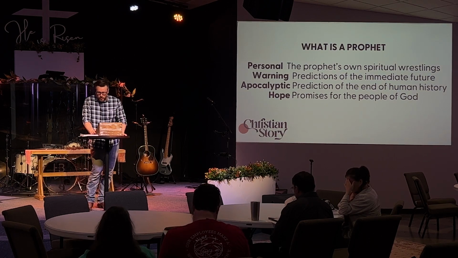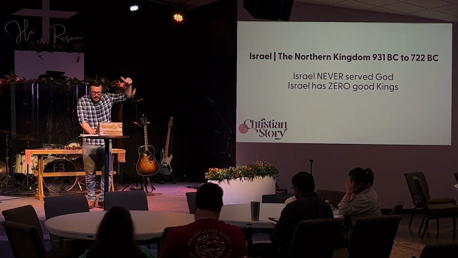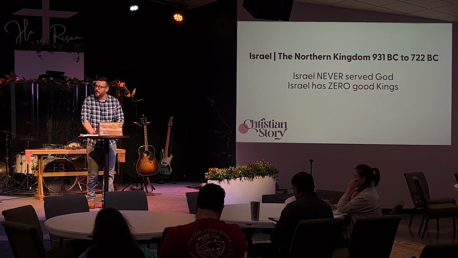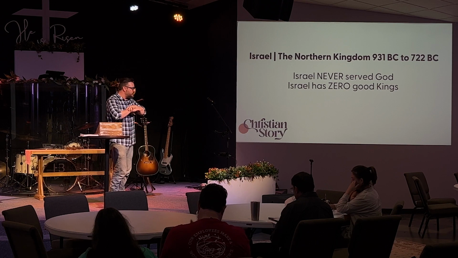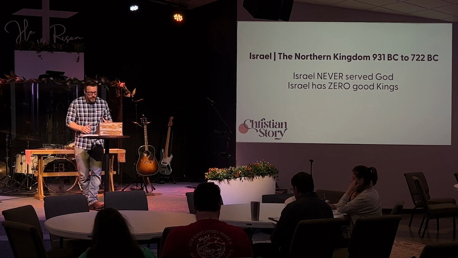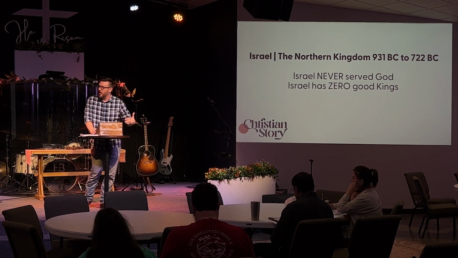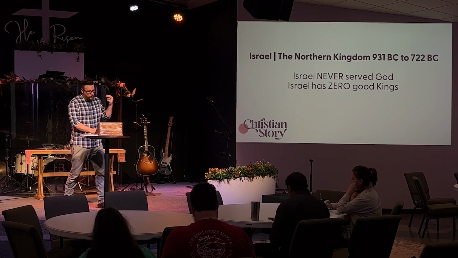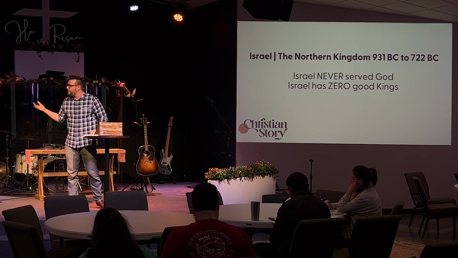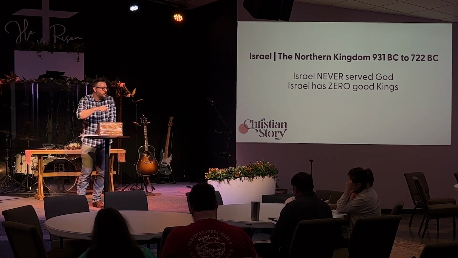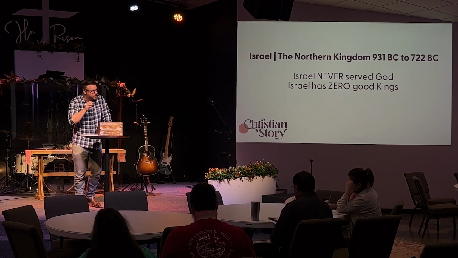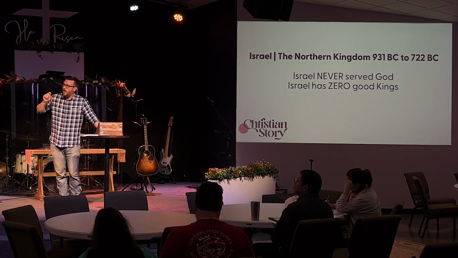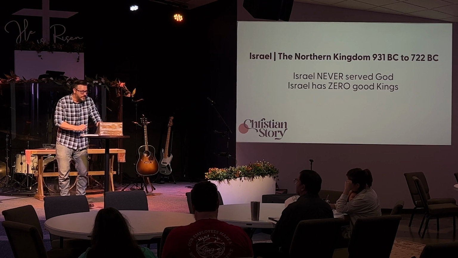With the nation of Israel, the northern kingdom, it lasted from about 931 BC to 722 BC. They never served God. They had 0 good kings. They were always in constant rebellion. One of the earlier prophets coming out of the northern kingdom was actually Jonah. And one of the things about this story that I think is so crucial that sometimes we miss is that it communicates that God always had a heart for the world, always had a heart for the nations.